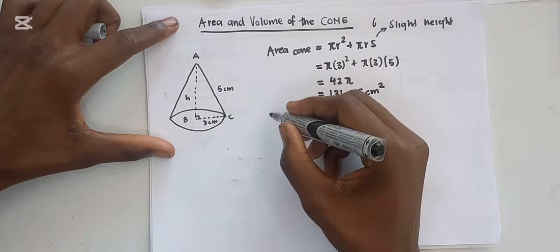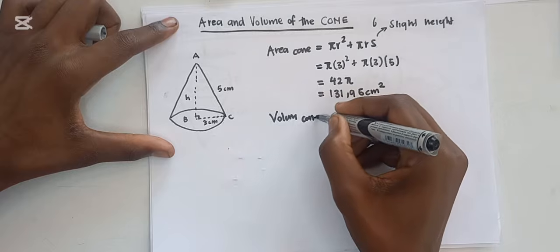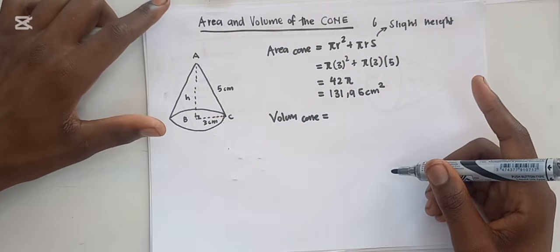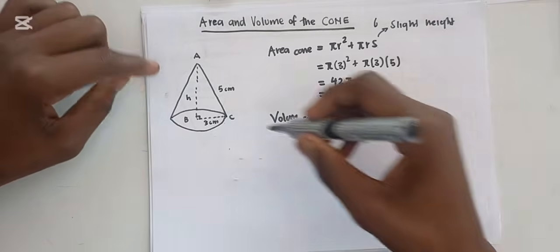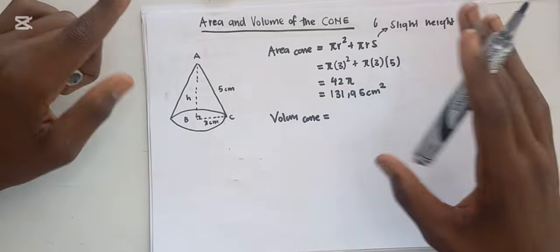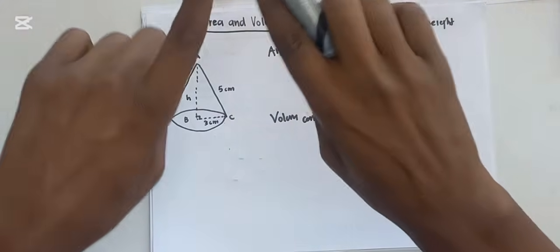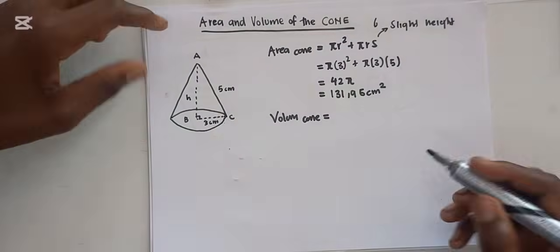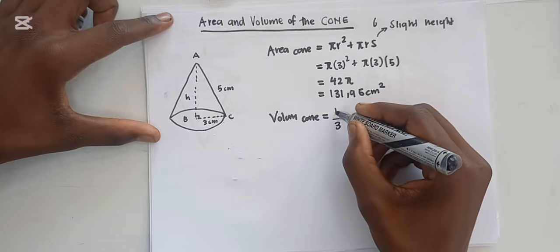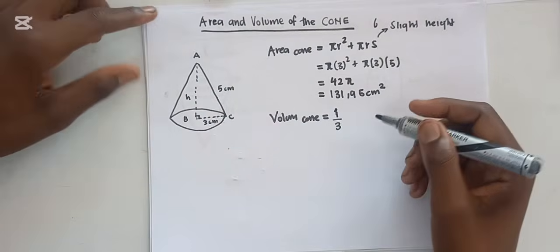So now let's go for the volume of a cone. What is the volume of a cone? One other thing I want you to understand is that any object that has to do with triangles, like a triangular prism or something like that, has 1/3 in its volume formula. I don't know why, but all of them have 1/3 there. And also the formula for this is going to be given.